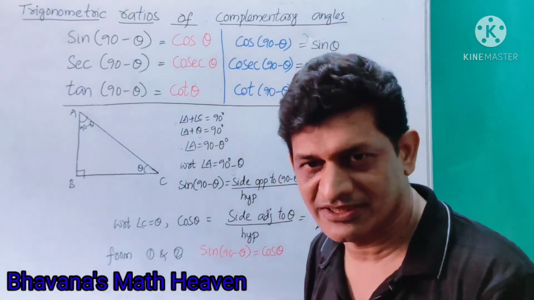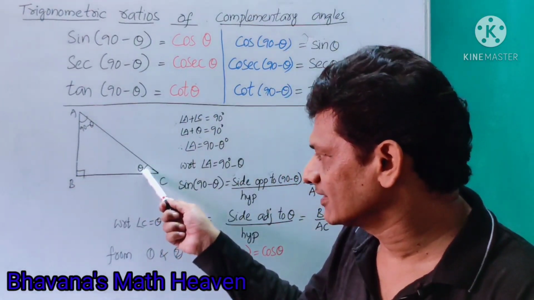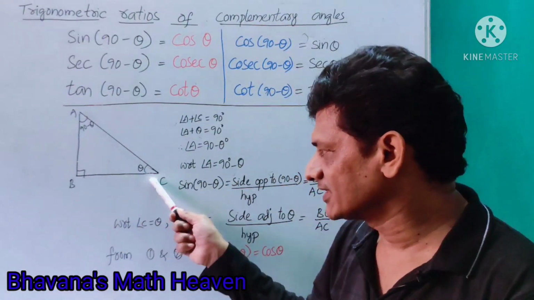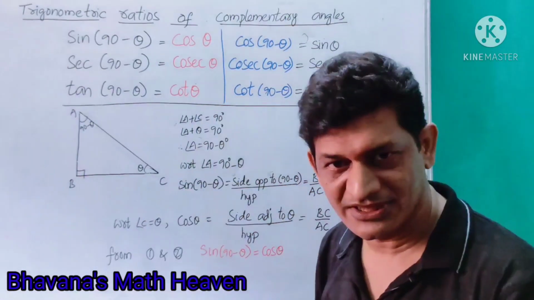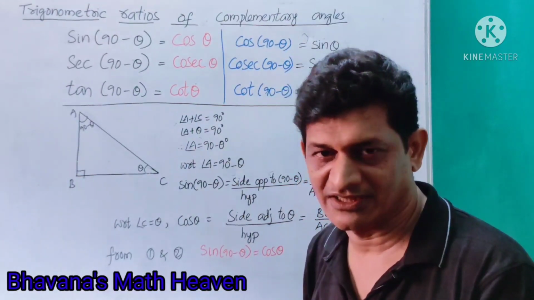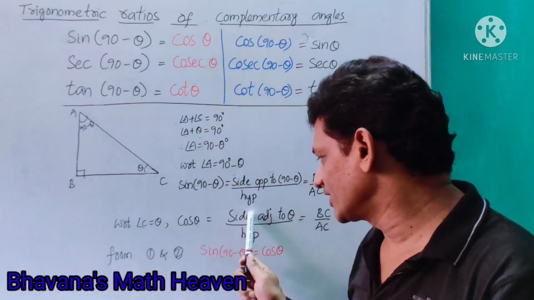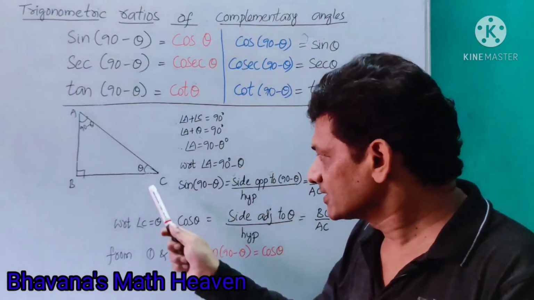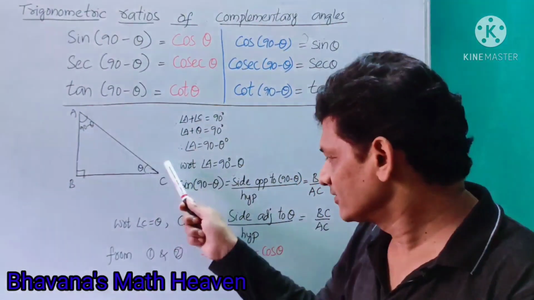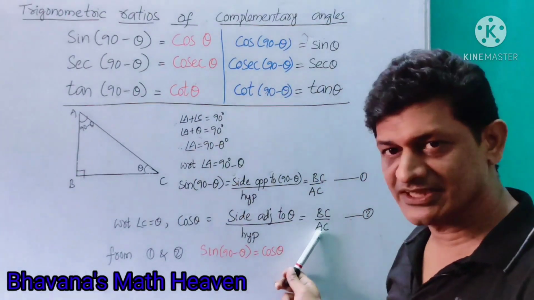Now coming to cos theta, with respect to theta, this is theta. For theta, AB is the opposite side, BC is the adjacent side, and the hypotenuse is AC. Now what is the definition of cos? Cos theta is the side adjacent to theta by hypotenuse. The side adjacent to theta is BC and the hypotenuse is AC. So now cos theta becomes BC by AC.